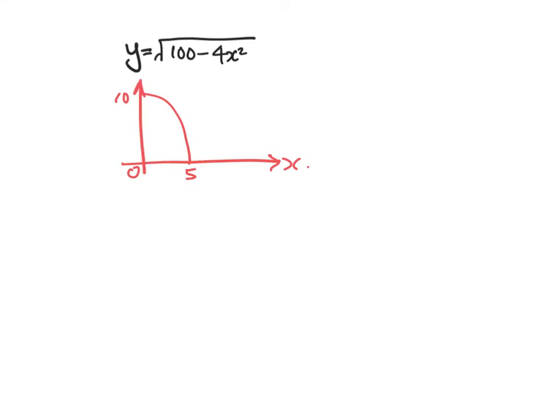Okay, the diagram shows the curve with equation y equals the square root of 100 minus 4x squared, where x is greater than 0. Okay, and that's the sketch of the diagram. Then calculate the volume of the solid generated when the region bounded by the curve shown above and the coordinate axis is rotated through 360 degrees about the y-axis, giving your answer in terms of pi.